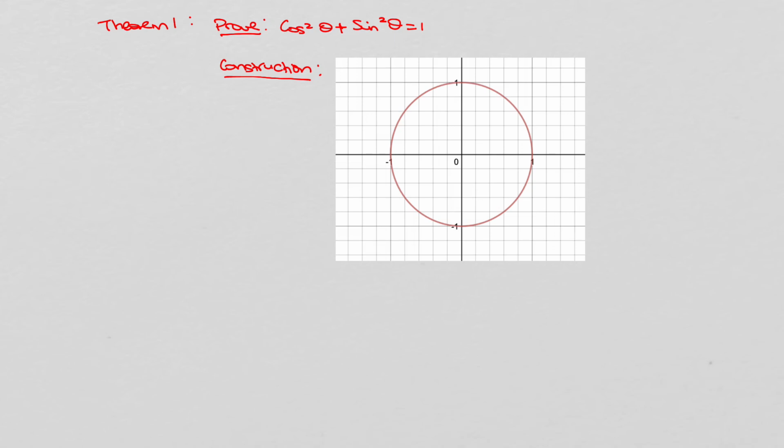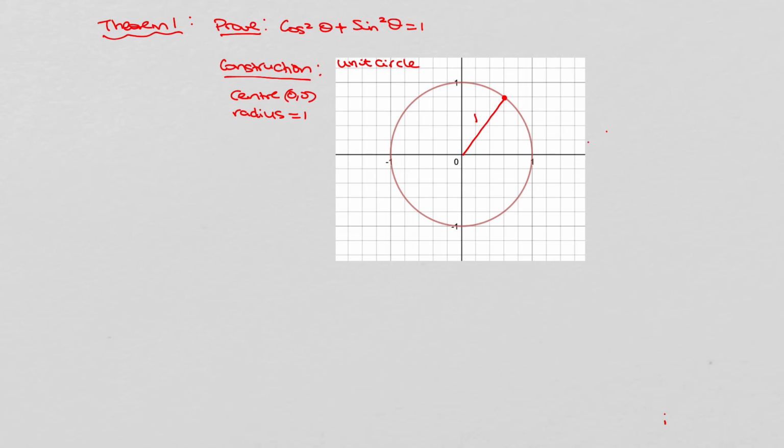So to prove cos squared theta plus sine squared theta equals 1, we're going to start with a construction. And the construction we're going to do is the unit circle, where the unit circle is a circle with center 0, 0 and radius of 1. Once we have done that, what we're going to do is draw a point on our unit circle. It doesn't matter where it is. We're going to draw it in the first quadrant. And we're going to mark in the radius. I'm going to mark that as 1.